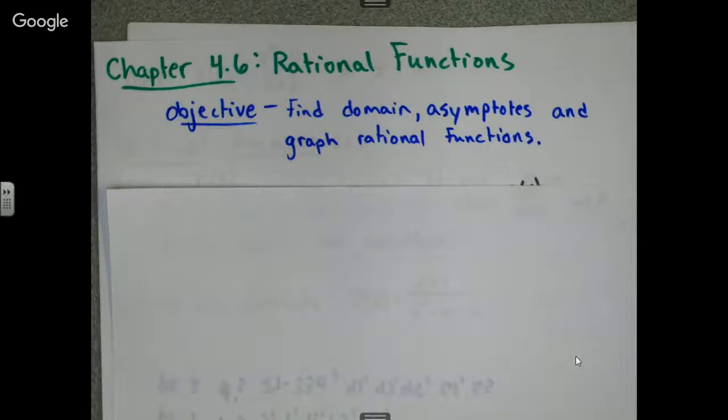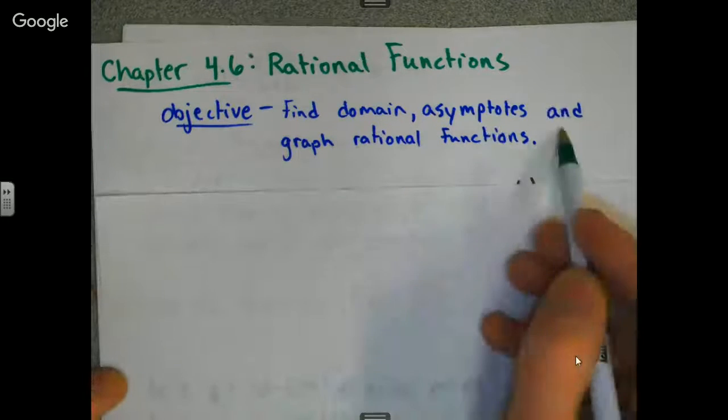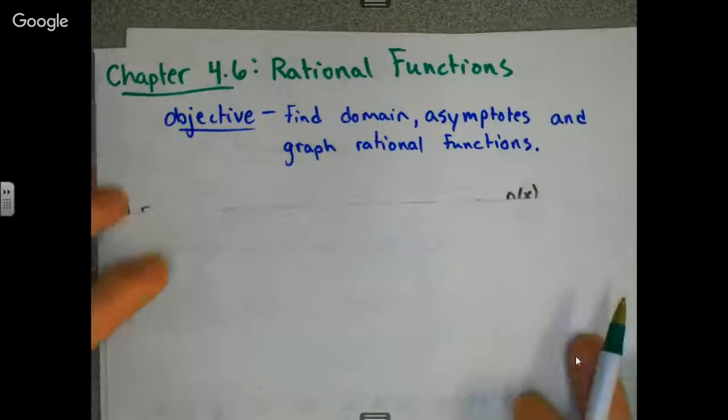Hello and welcome to chapter 4.6. This will be the last one of chapter 4, and we're talking about rational functions. So our objective here is to find the domain, asymptotes, and graph rational functions.